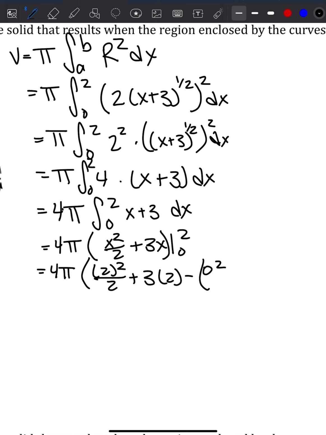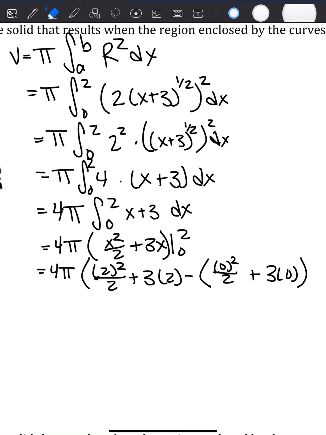Let's rewrite that so it looks nicer. 0 squared over 2 plus 3 times 0. So all of this over here that is being multiplied by 0, that goes away. So I have 0 on this side.